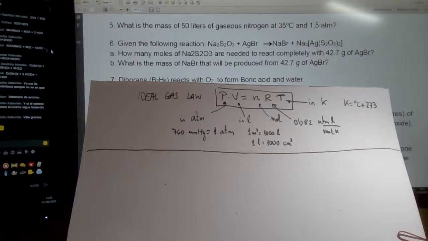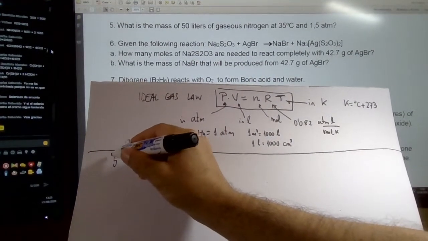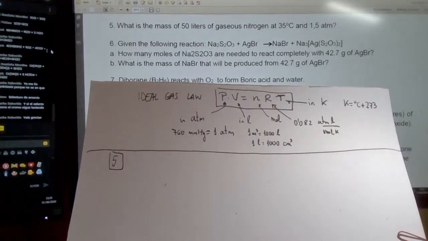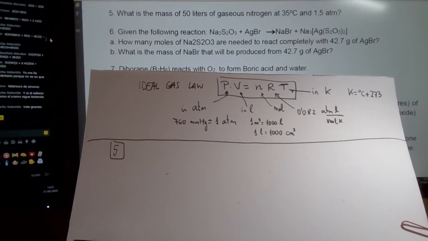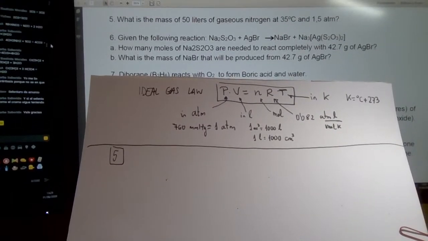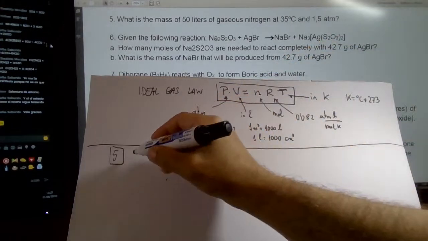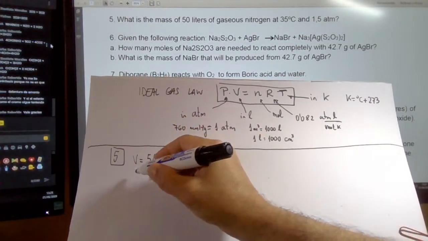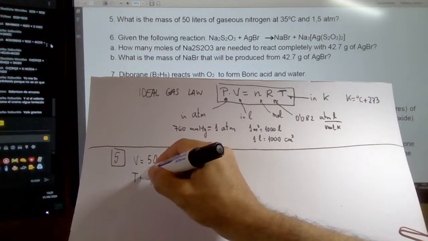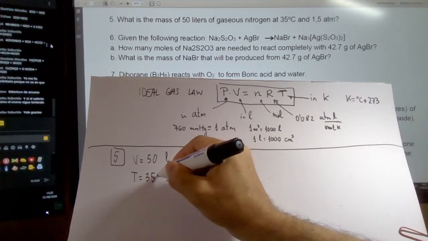So in activity number 5, what is the mass of 50 liters of gaseous nitrogen at 35 Celsius and 1.5 atmospheres? What would you do? How would you calculate the mass of 50 liters of gaseous nitrogen? We know the volume, 50 liters. We know the temperature, 35 Celsius.